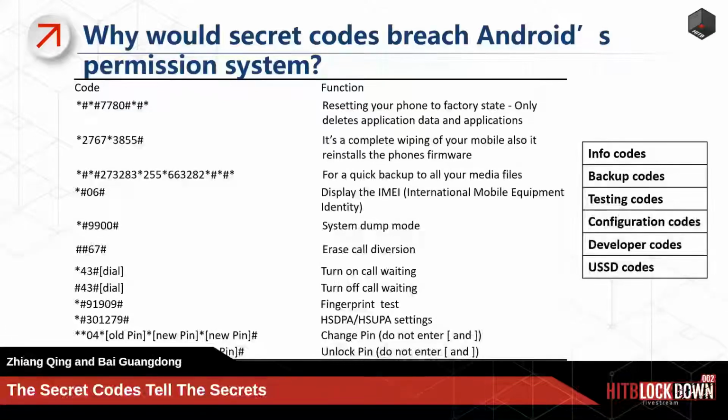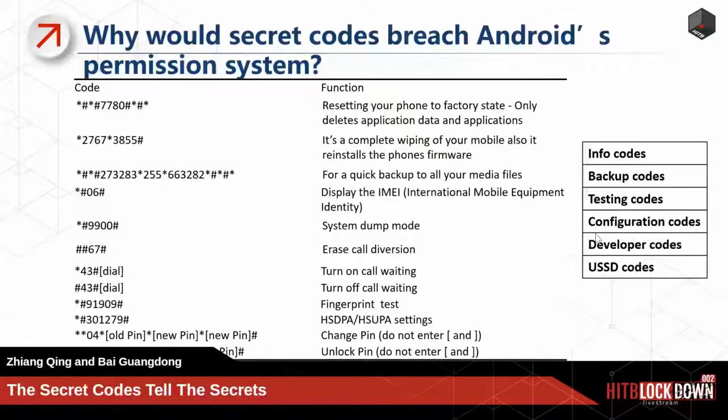And the third category is the testing codes. This is used for tests. Basically, a lot of vulnerabilities are related to the secret codes in this category. Later I will show you that. An example of those testing secret codes is this fingerprint test.